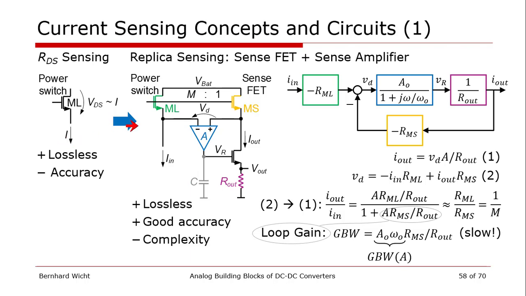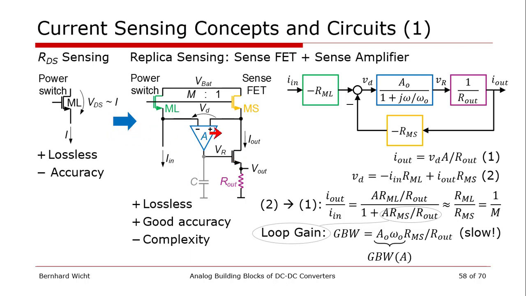A very widely used concept is so-called replica sensing. Here we use our power transistor, and we have learned that there are multiple fingers usually for the power transistors. We use one finger to sense that current. So we have a ratio of 1 to M, and M can be in the range of 1,000 to even 10,000. And we have a control loop that maintains the voltage on both sides almost equal, or ideally equal. And this way we get an output current which is a 1 over M scaled version of the input current.